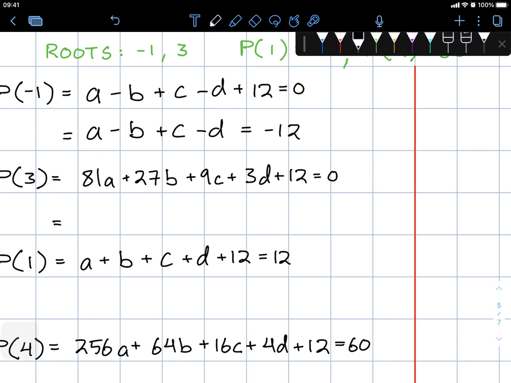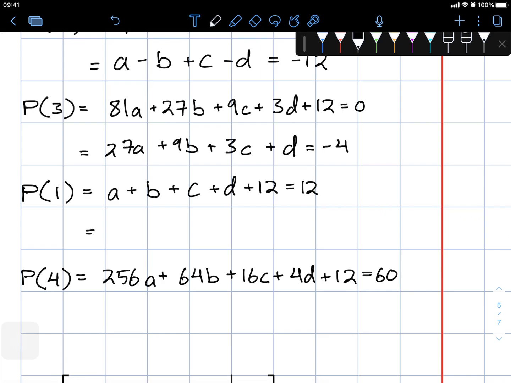For this one, I'm going to divide everything by 3, which will give me 27A plus 9B plus 3C plus D. And when I move this across, it'll become negative 12. Negative 12 divided by 3 is negative 4. We do the same to this one. That's A plus B plus C plus D equals, by moving this across, that's negative, while subtracting 12 on both sides, it'll become 0.